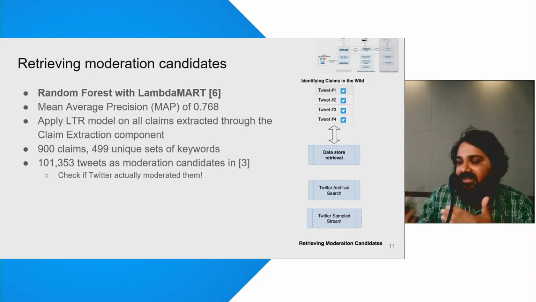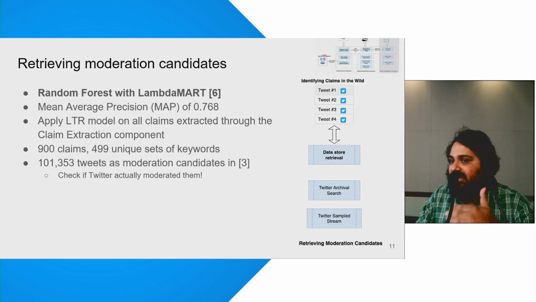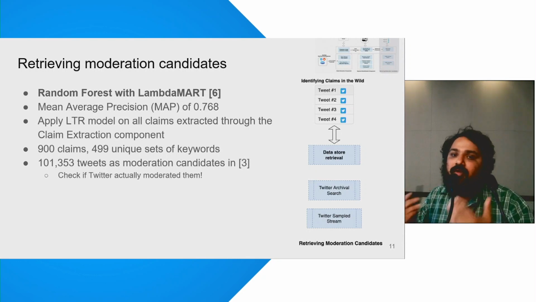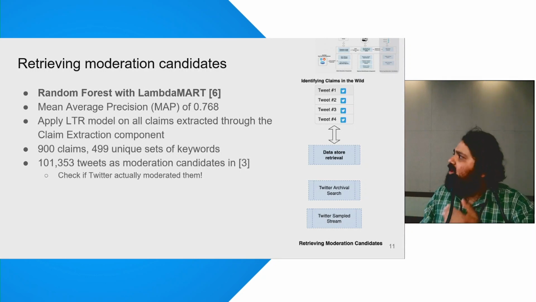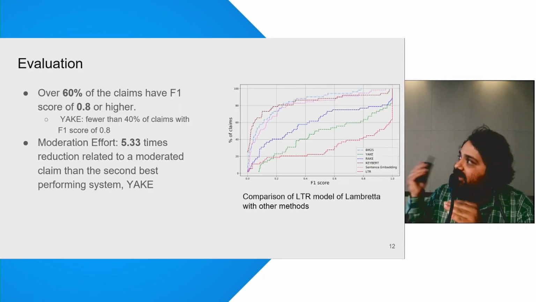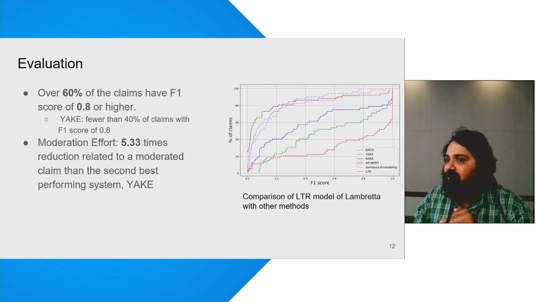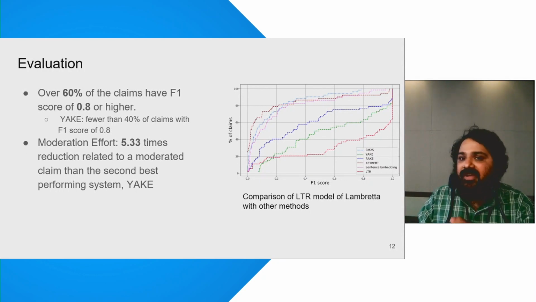And using these keywords, we identified more than 100,000 tweets from the voter fraud dataset that are discussing the claims that Twitter already moderated, and thus we can assume that these are candidates for moderation by that virtue. Before validating, I'll quickly go over how our system performed in comparison to other keyword extraction methods.